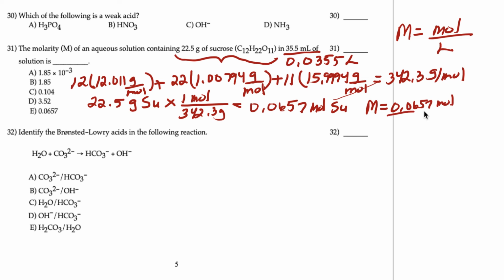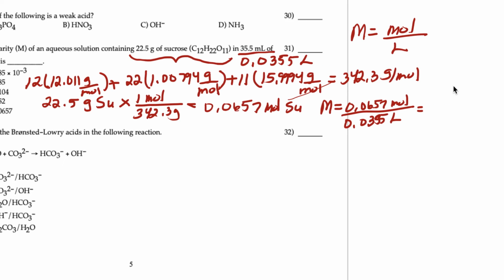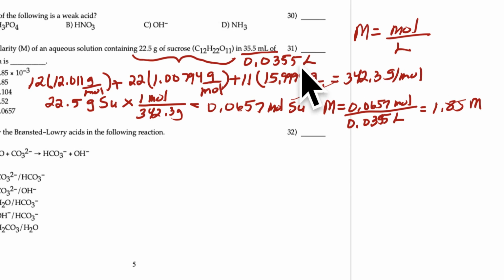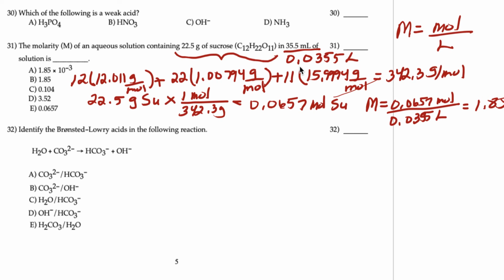0.0657 moles of sucrose divided by 0.0355 liters of solution, and that should be 0.0657 divided by 0.0355, and I get 1.85 molar. 1.85 molar. And so if we look over here, B is the correct answer. Okay.